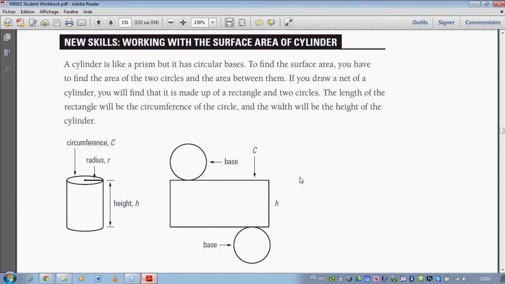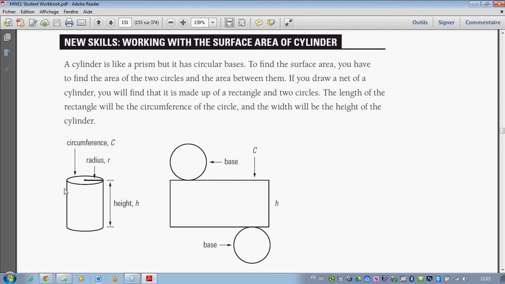But otherwise, moving right on to working with the surface area of a cylinder. Now here's the net of a cylinder. The net, once again, is when you take the shape and unfold it. If I unfold the cylinder, I've got a circle up here, a circle down here, and this curvy surrounding part, which is called the lateral area.